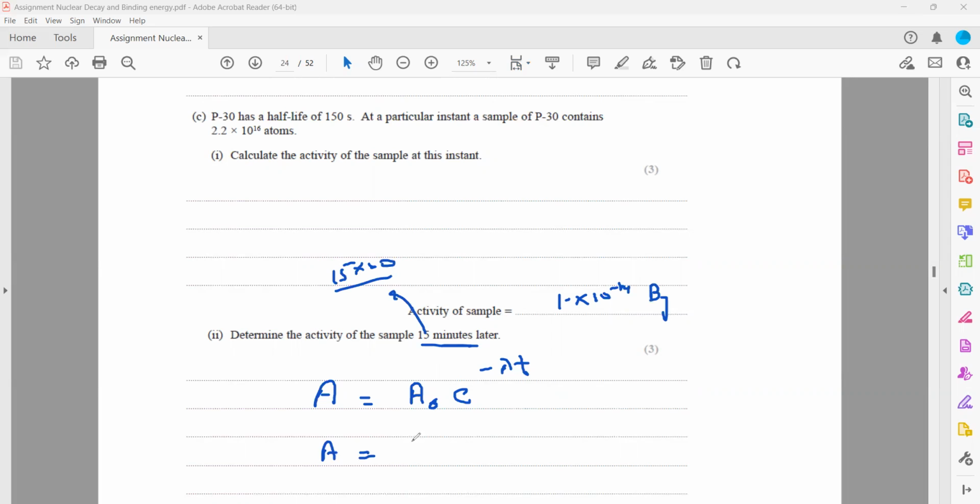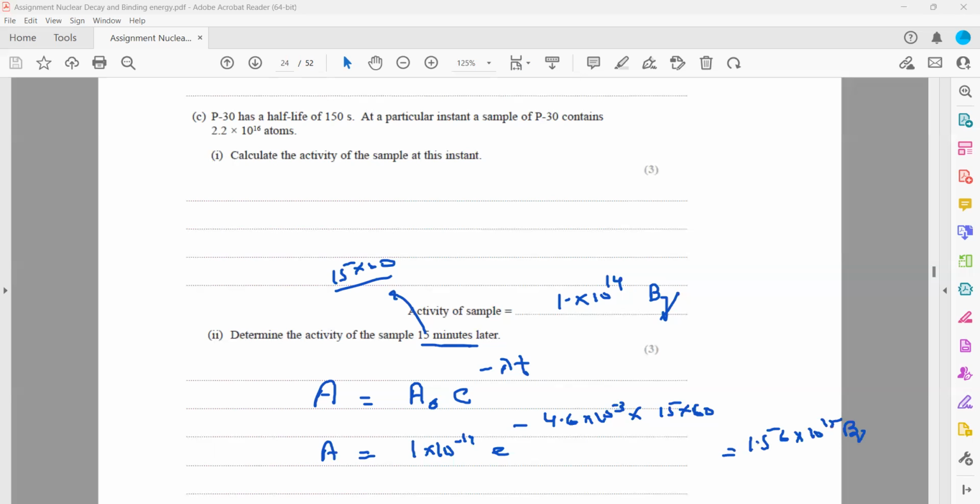So A equals A naught, the original activity, which is 1 times 10 to the power 14, e raised to the power minus lambda, which we worked out as 0.693 over 150, the half-life. So lambda was 4.6 times 10 to the power minus 3, and the time should be in seconds, so 15 minutes multiplied by 60. The power of the original activity was not minus, it was plus 14 becquerel. When you simplify this, it gives the new activity, which is 1.56 times 10 to the power 12 becquerel.